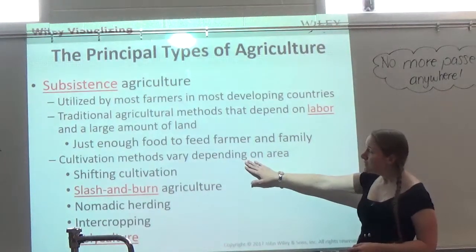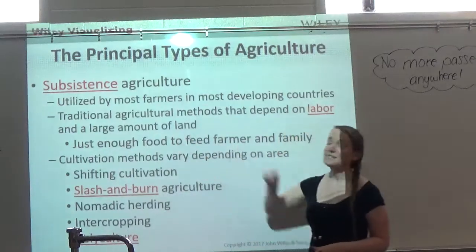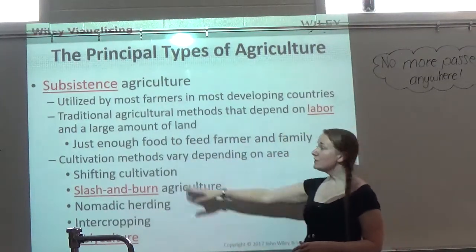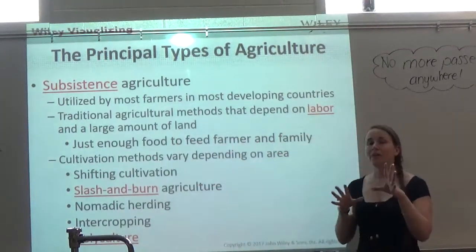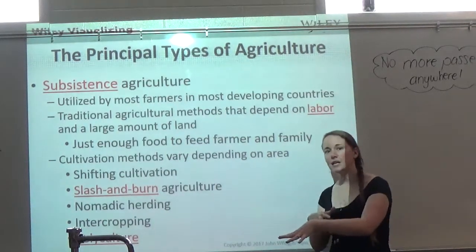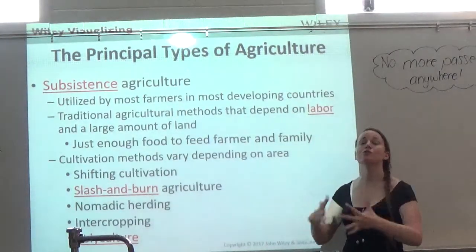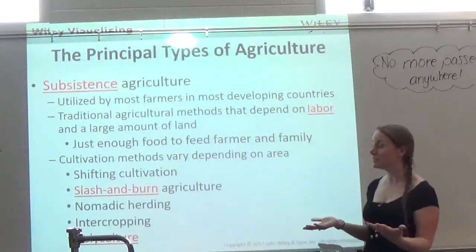Cultivation methods vary depending on the area, and so these are some of the different methods that subsistence farmers use. They use shifting cultivation. That's where they plant something, they let the land rest, they'll plant something later, let the land rest. The whole point of letting the land rest is to let the nutrients build back up in the soil so you don't degrade the land.